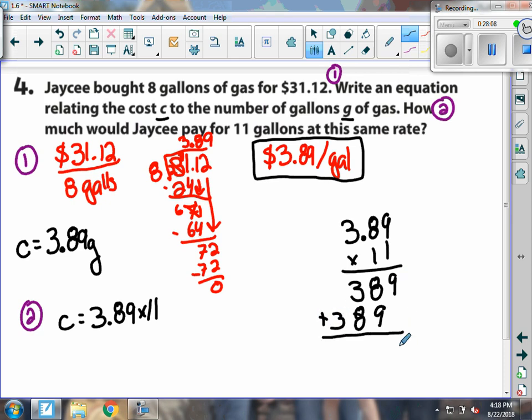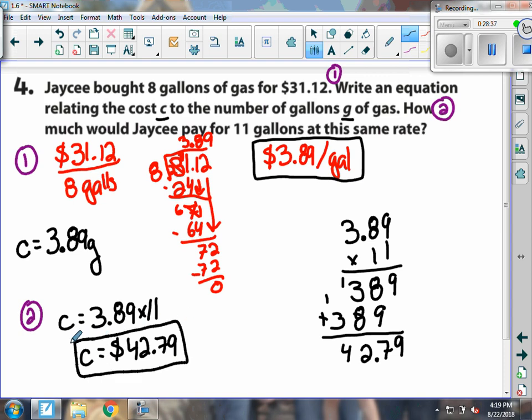So I add this together. My 9 comes down. 9 plus 8 is 17. 8 plus 3 is 11. Plus 1 is 12. And then 3 plus 1 is 4. How many decimal places do I have? I have 2. So my cost is equal to $42.79 for 11 gallons of gasoline. So here I have both my equation, which is the answer to the first part, and my solution, which is the answer to the second part. So make sure that you have this copied down.